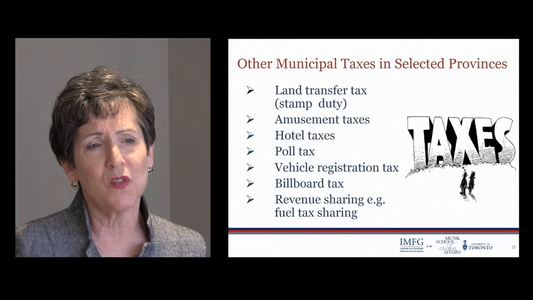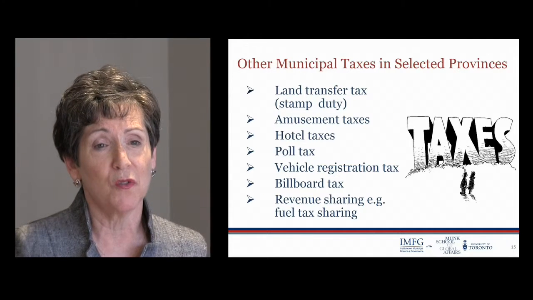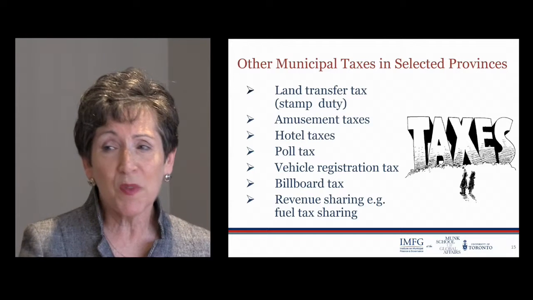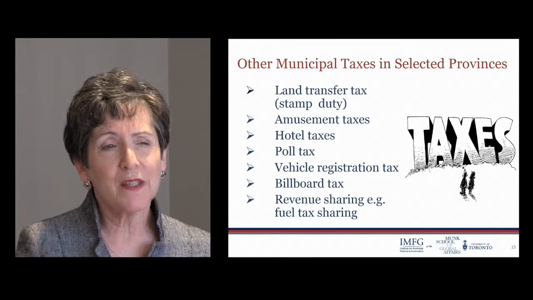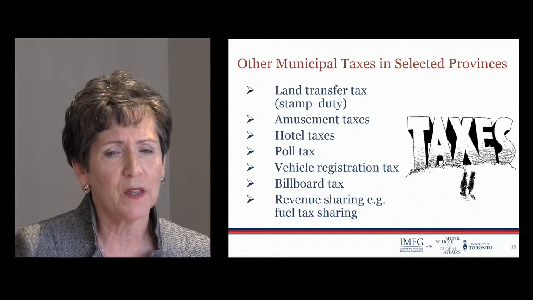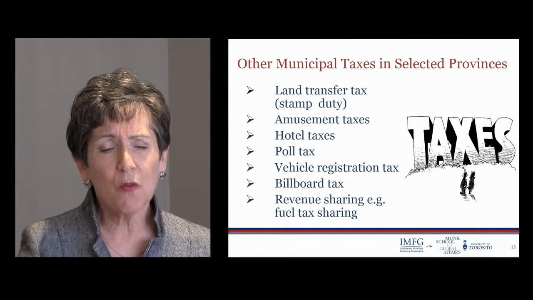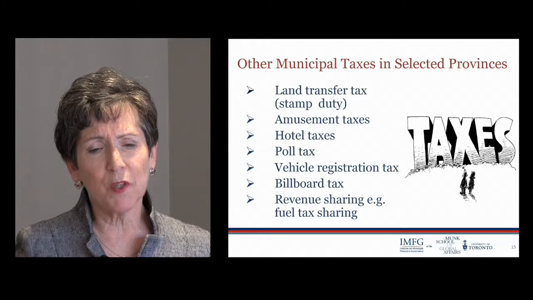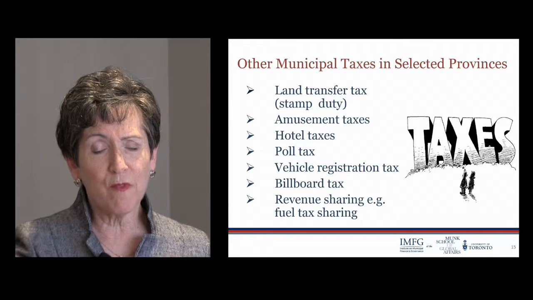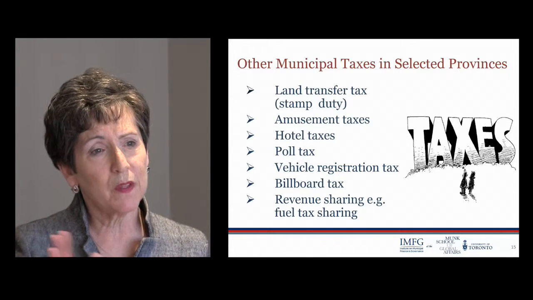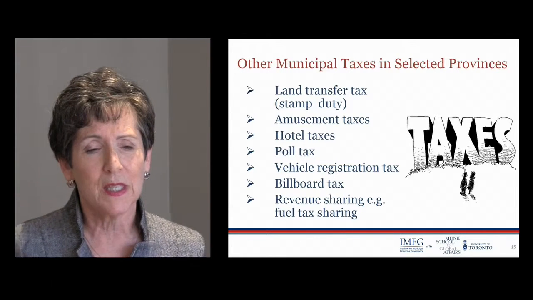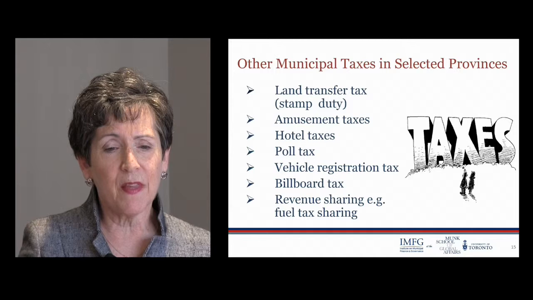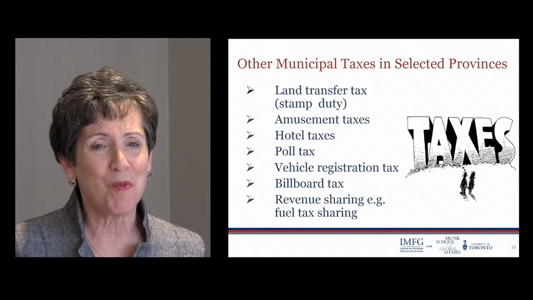So a number of the provinces share their fuel tax revenues with their local governments. With the exception of revenue sharing, these revenues are not that significant, certainly not when we're looking at the property tax. So if we were to go back to my original chart about revenue tools matching expenditure responsibilities, what would I say about Canadian local governments? Well, I think I would say that we're relying a little bit too much on the property tax.